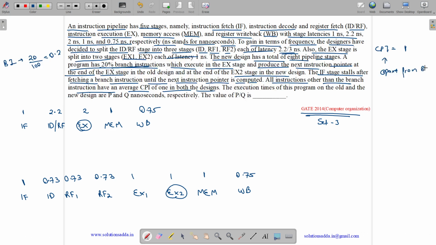The execution times of this program on the old and new designs are P and Q. So here the time is P and here the time is Q nanoseconds respectively. The value of P by Q is?